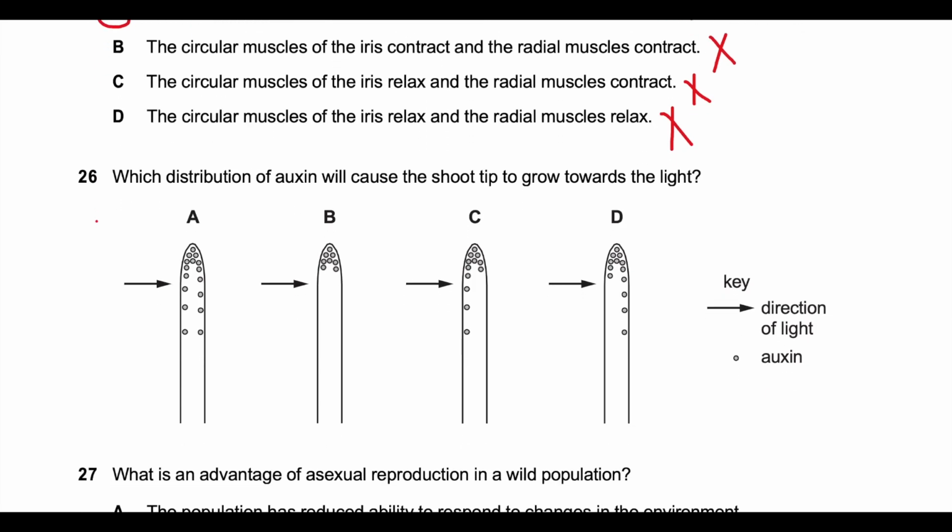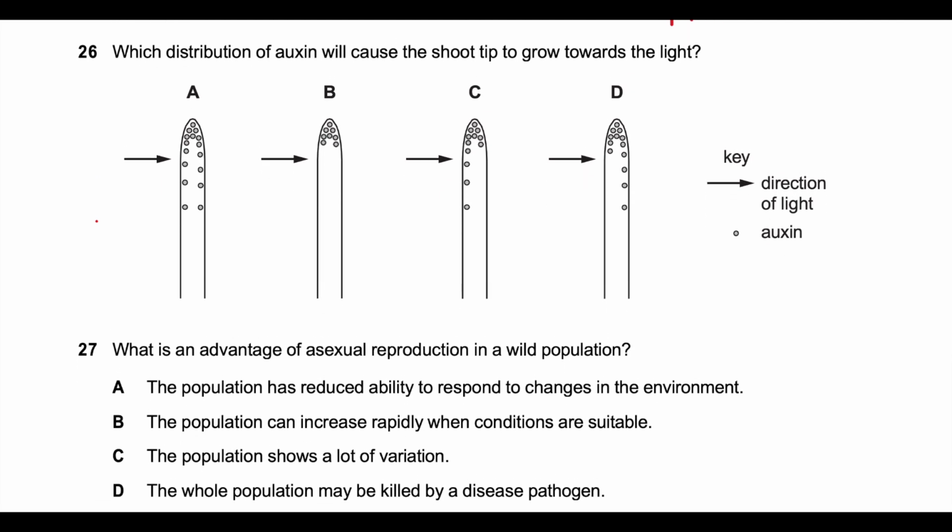Now, let's answer question number 26. Which distribution of auxin will cause the shoot tip to grow towards the light? As we can see, the direction of light is from this side for all of them, and these circles represent auxin. Blindly, it's D. Why? Let me explain it.